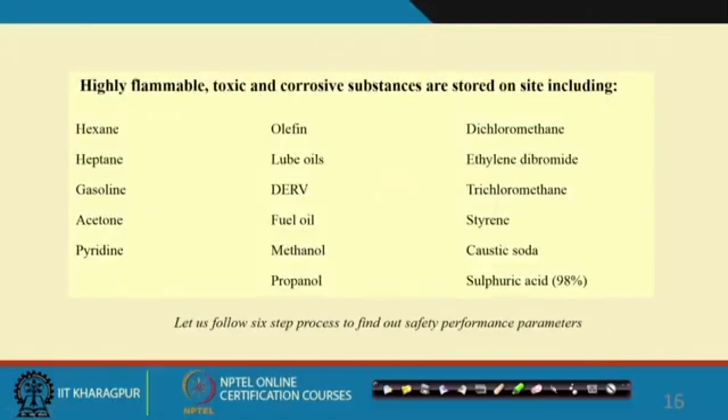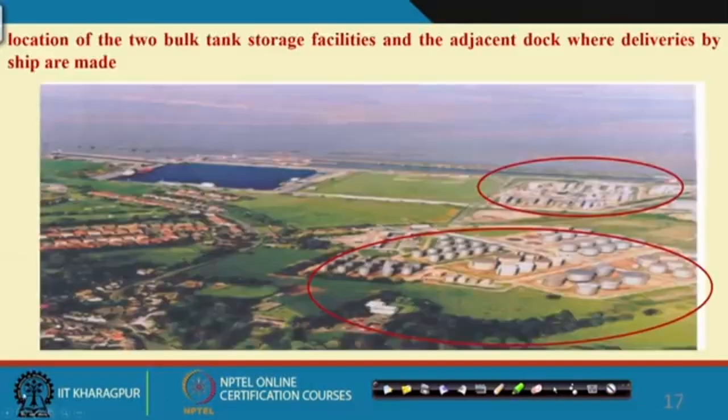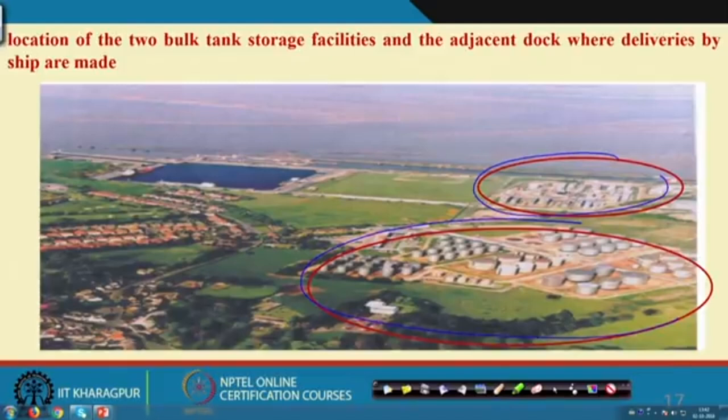What are the materials they are handling? They are handling very, very hazardous materials: hexane, heptane, gasoline, all these things. So, these are the bulk tankers. There are two sides, this is one side and this is the other side. The ship will come here. From here, the pipes will take it to the bulk tankers.